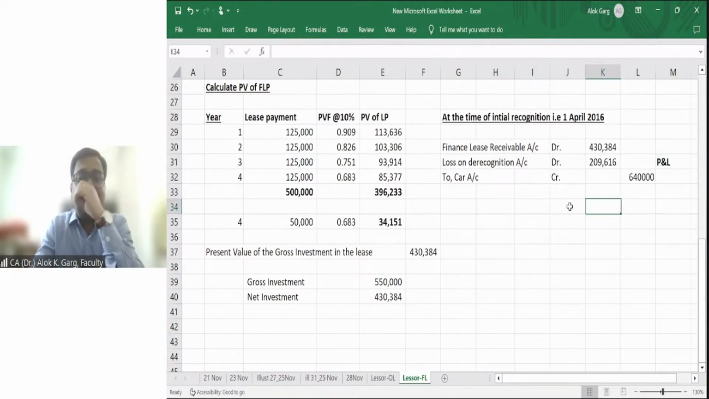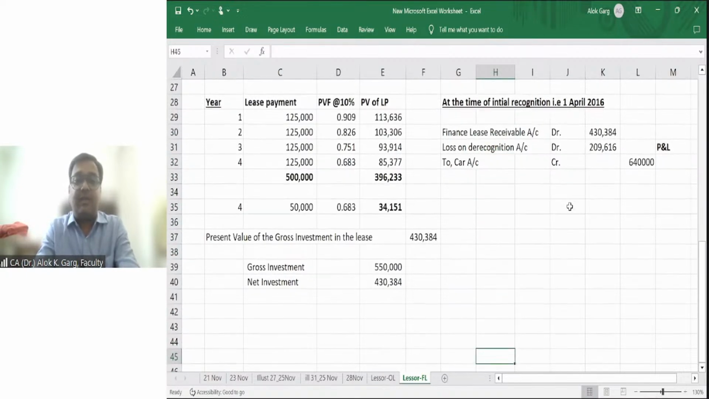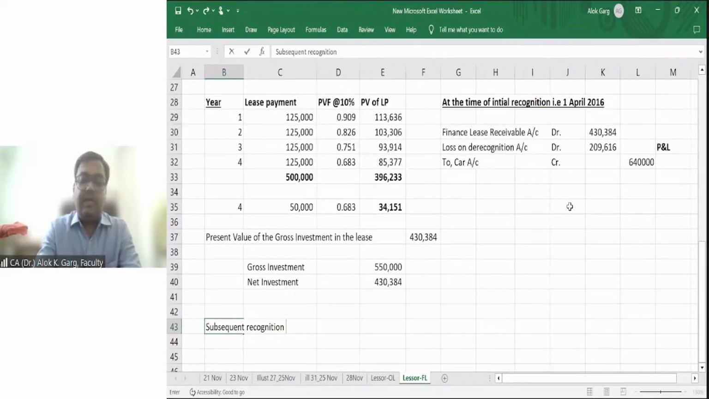Now, sir, this is the initial recognition. What is the subsequent accounting? Right, initial recognition of lease we understood. Sir, what is the subsequent recognition and measurement? I mean to say, what is the accounting in the books of the lessor on 31st March, on the reporting date?